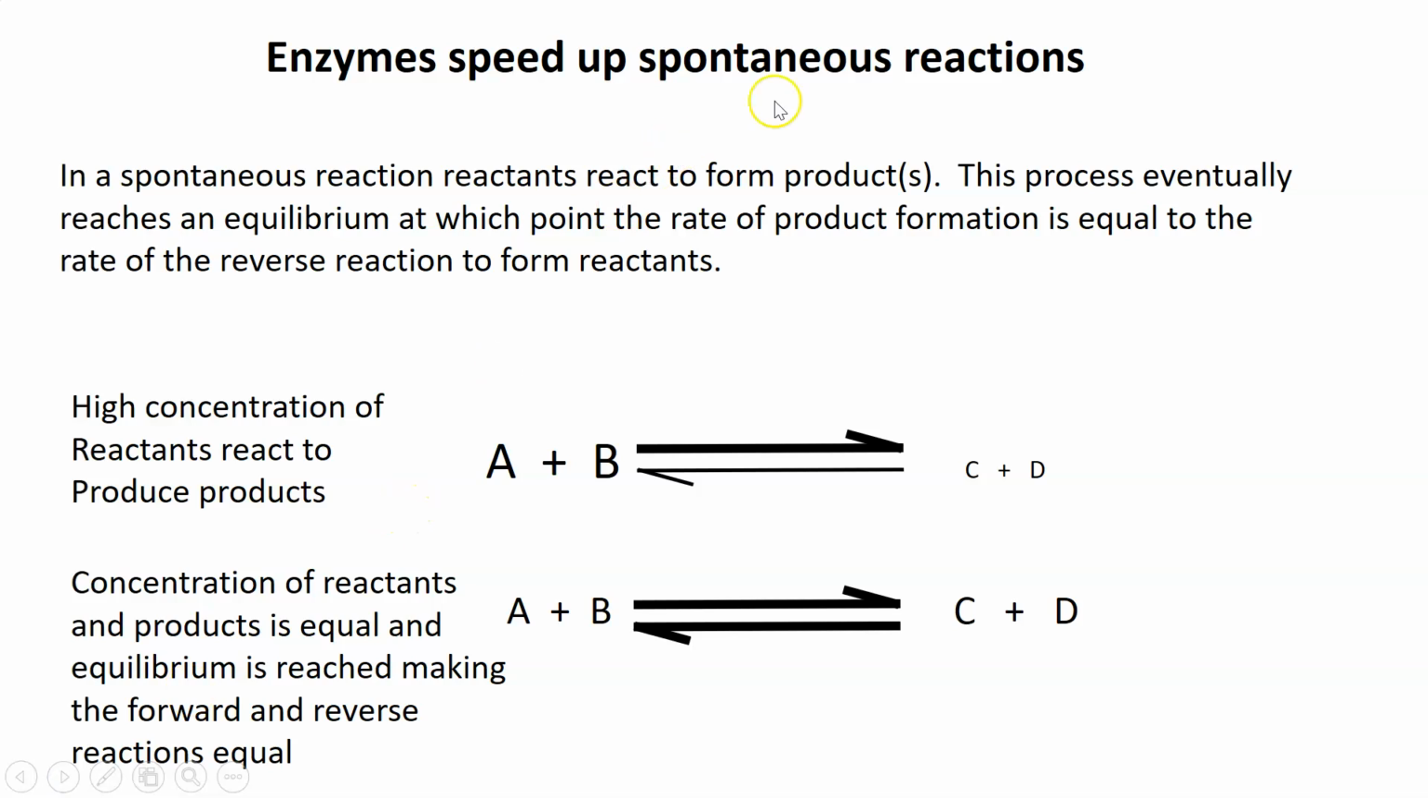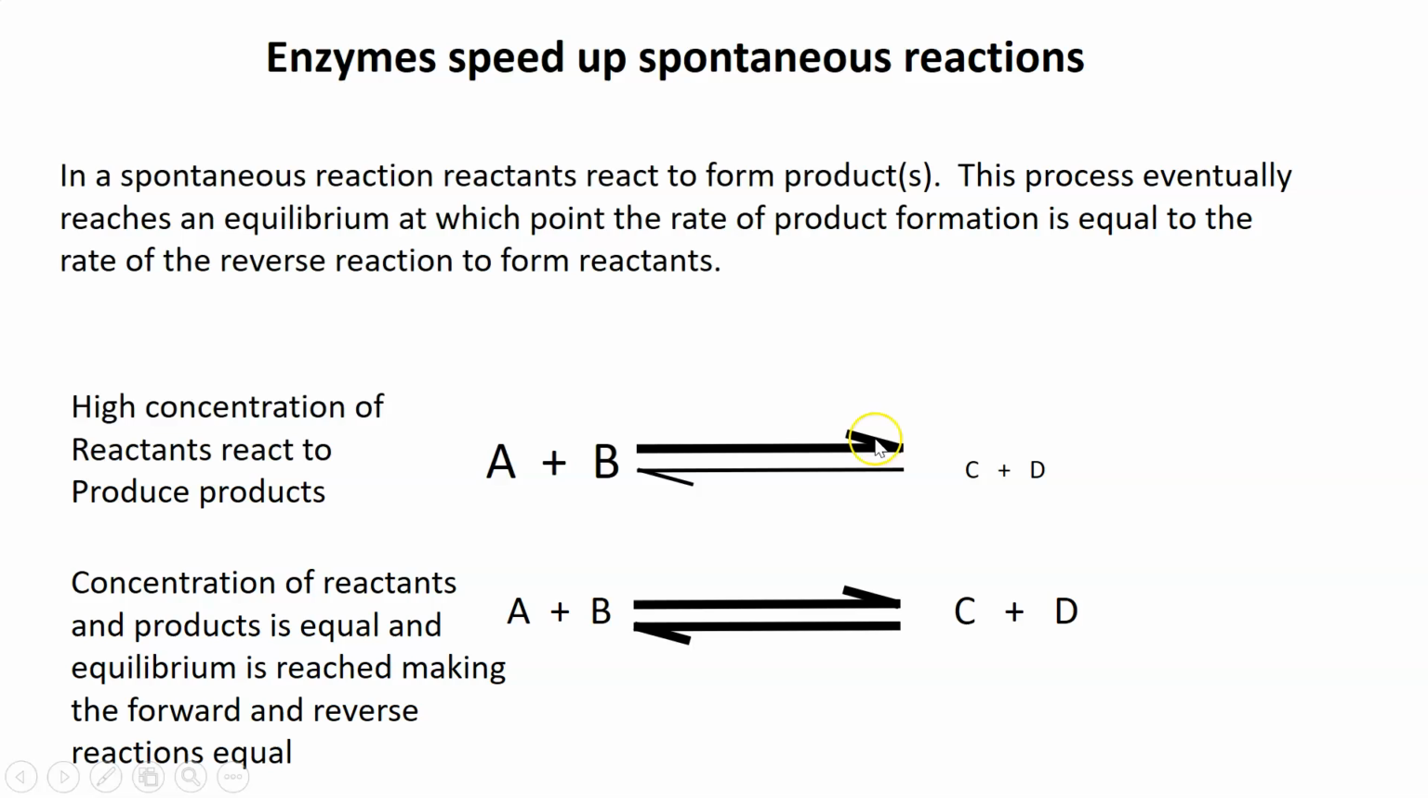Okay. So enzymes speed up spontaneous reactions. Reactants react to form products. If you look at this, A and B are bigger, which illustrates there's much more of A and B in terms of quantity and concentration than the products C and D.